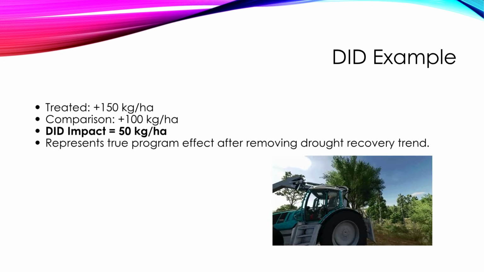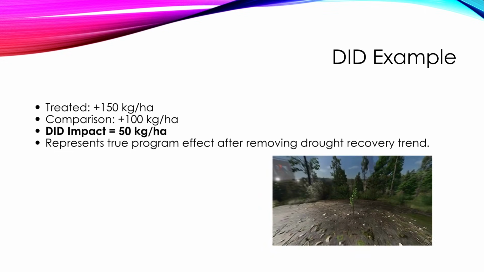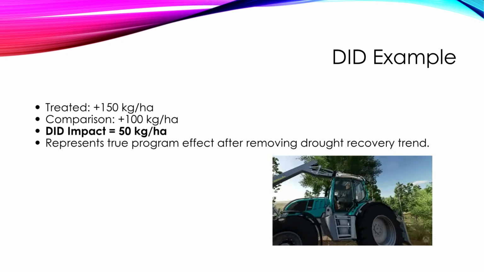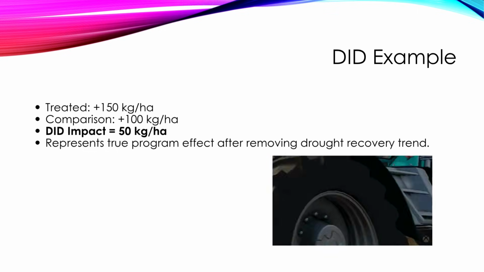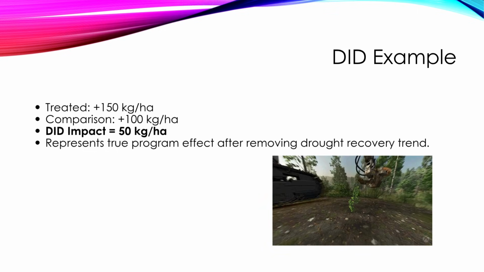And so the DID impact is equal to 150, the change in the treatment group, minus 100, the change in the comparison group. And this equals 50 kilograms per hectare. And so this is the program's true effect.